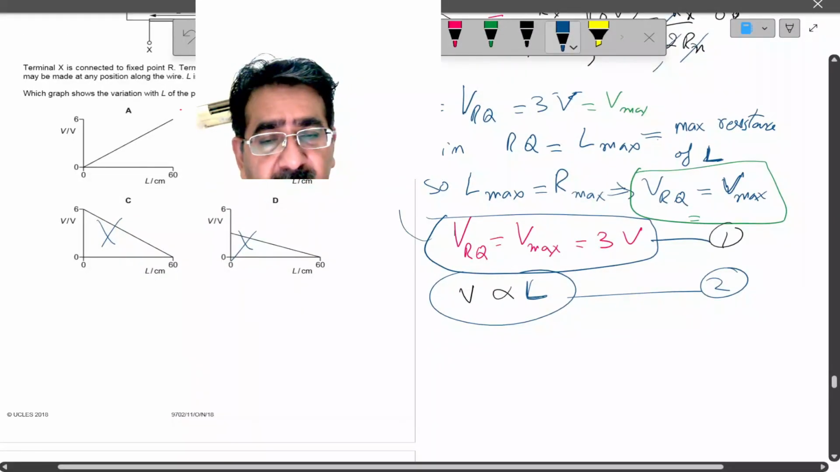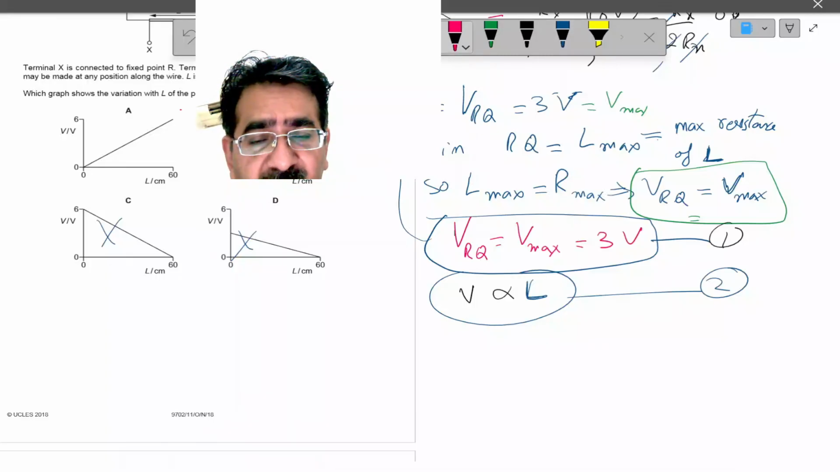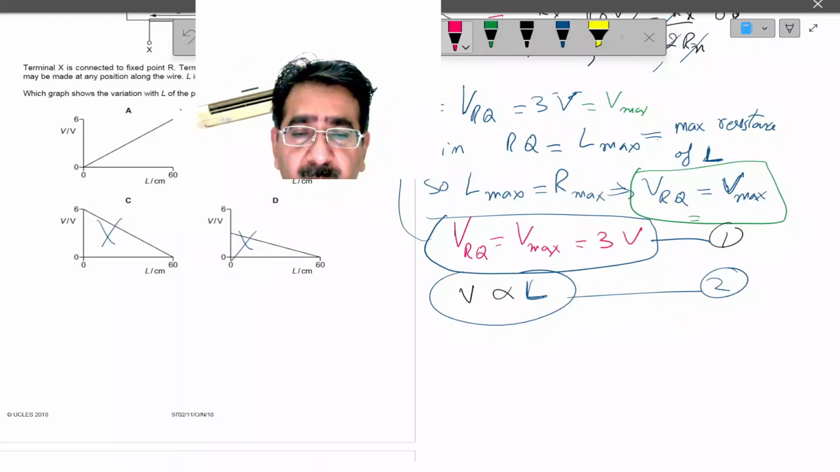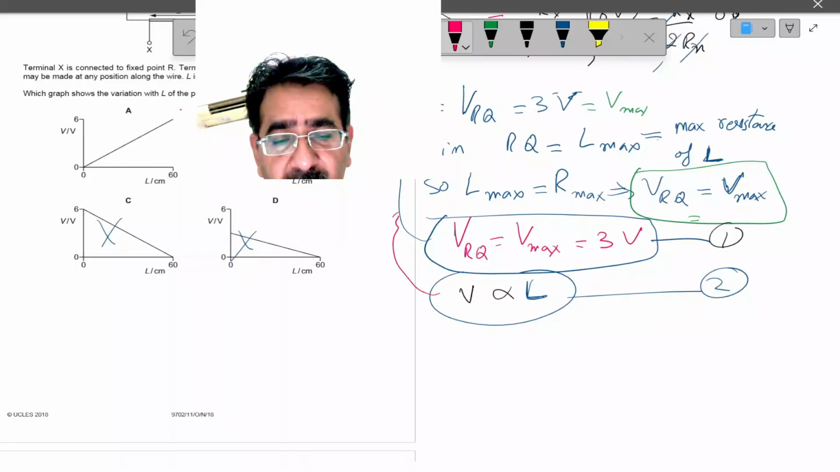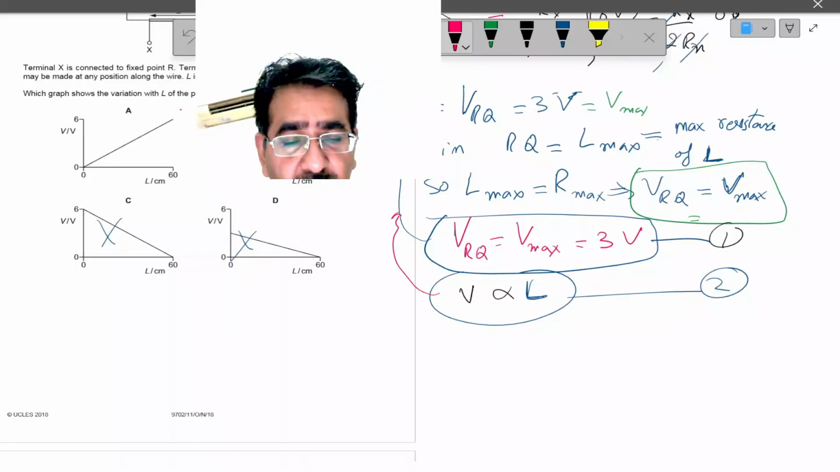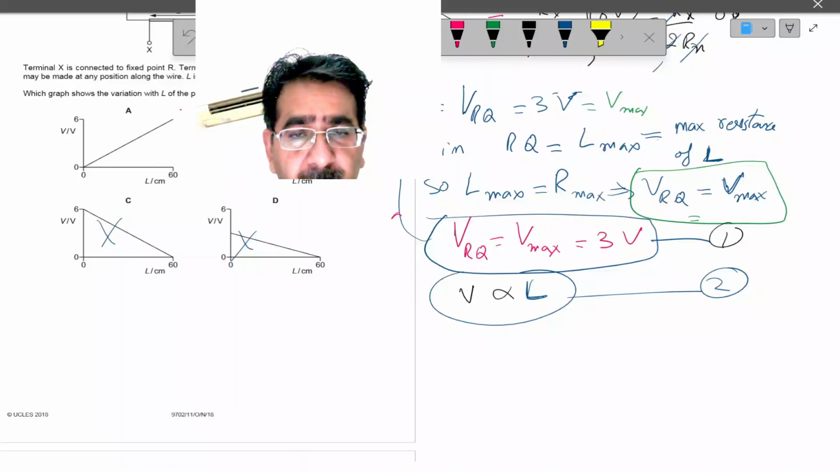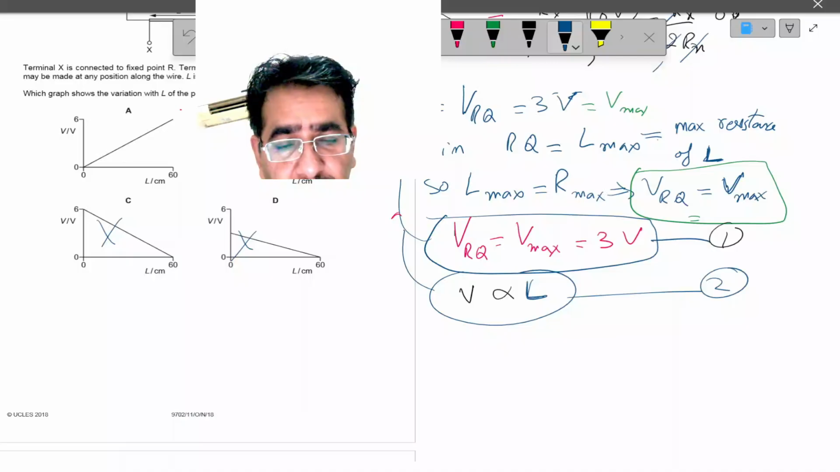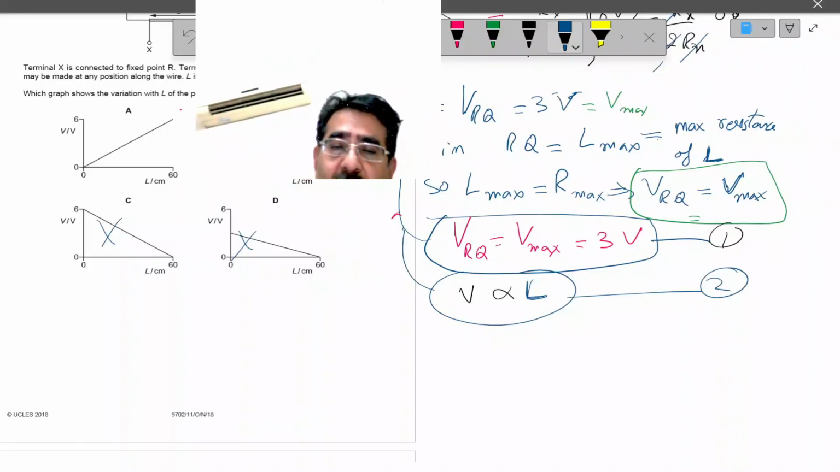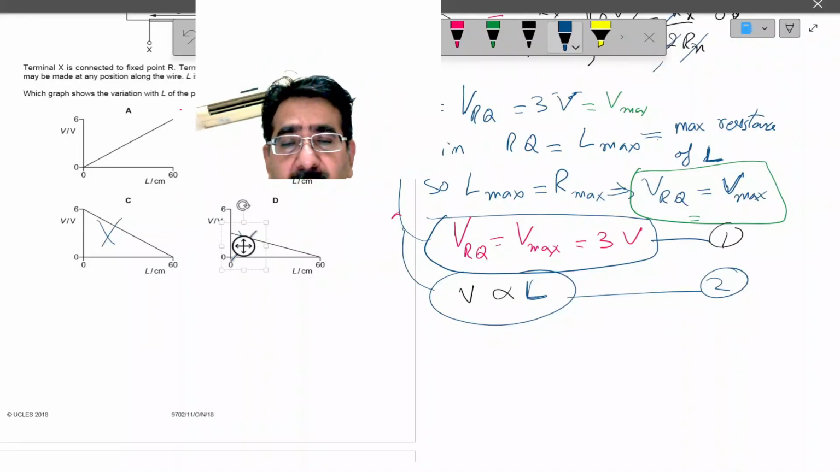Maximum from 1, the maximum voltage must be equal to 3. So B will be the correct answer. Okay, from 1, it is satisfying both 1 and 2. From 1 and 2, because V maximum is 3 volts, that's why this will be good.